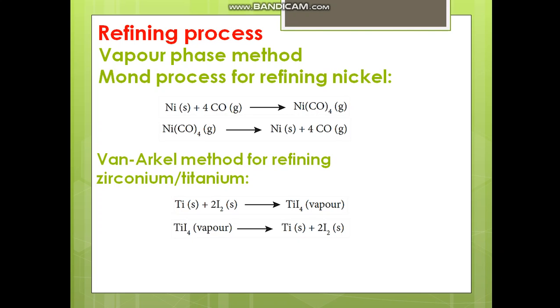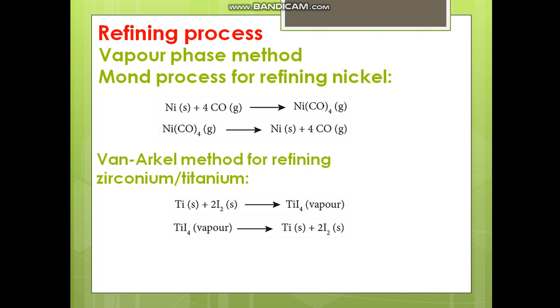When you want to refine zirconium and titanium, the best method is the Van Arkel method. This method is based on the thermal decomposition of metal compounds, which leads to the formation of pure metals. Titanium and zirconium can be purified using this method. For example, impure titanium metal is heated in an evacuated vessel.